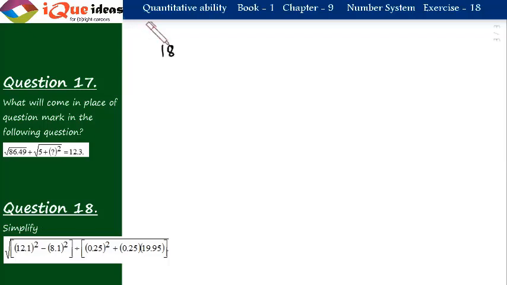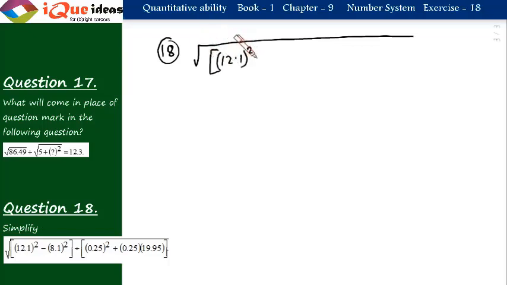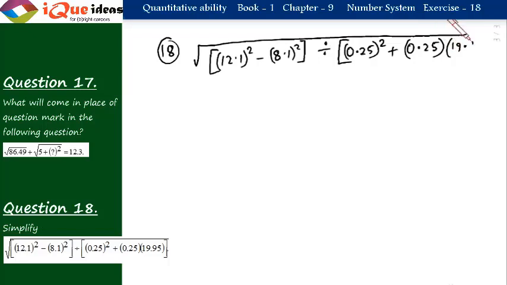Now question number 18, it says square root of, there is a big bracket, 12.1 whole square minus 8.1 whole square, bracket closed, divided by again bracket 0.25 square plus 0.25 into 19.95 and bracket closed. Now what do we do in this case?